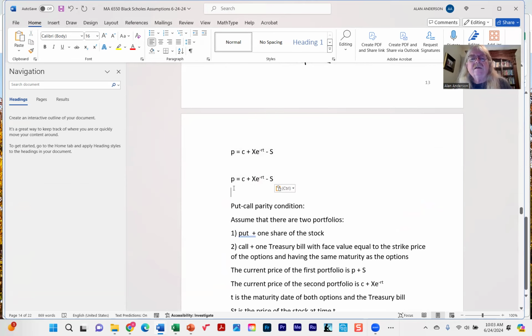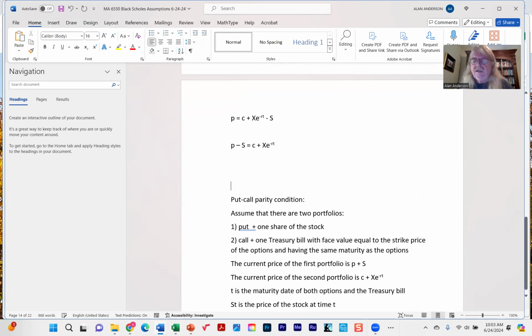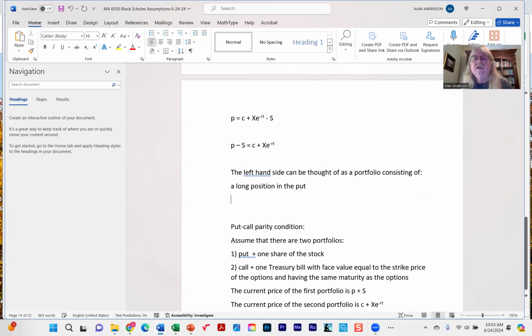In the following way. So I subtracted S from both sides. Now, what exactly is happening here? The left-hand side can be thought of as a portfolio consisting of a long position in the put, a short position in the stock.